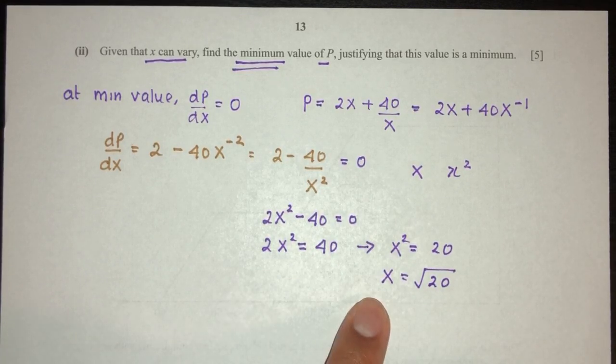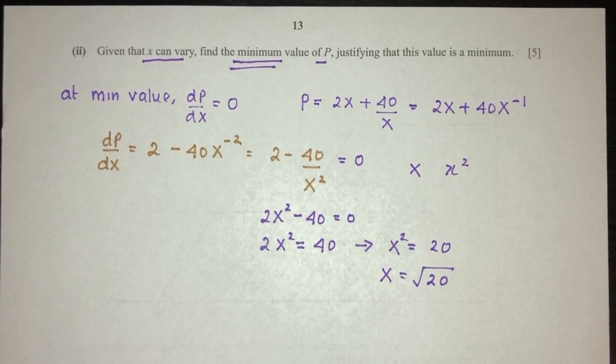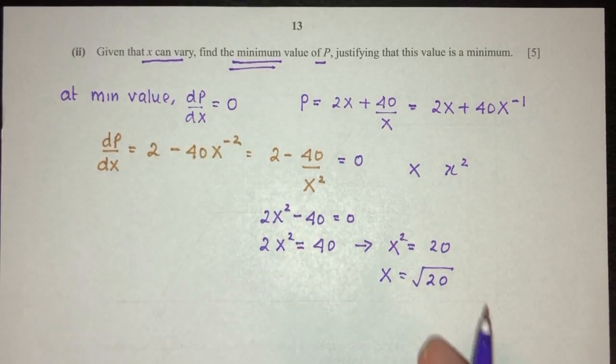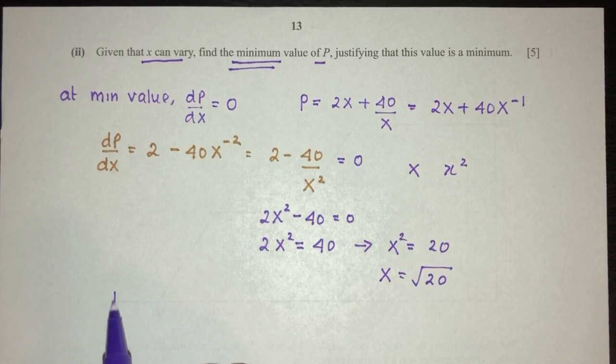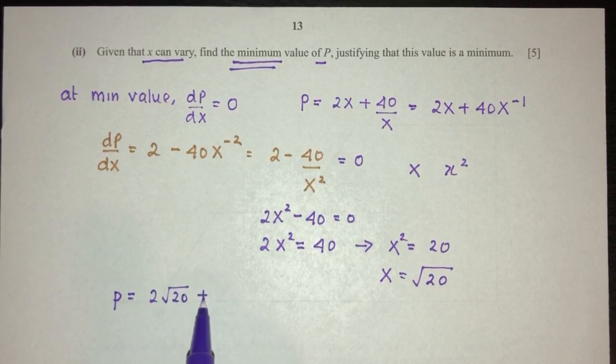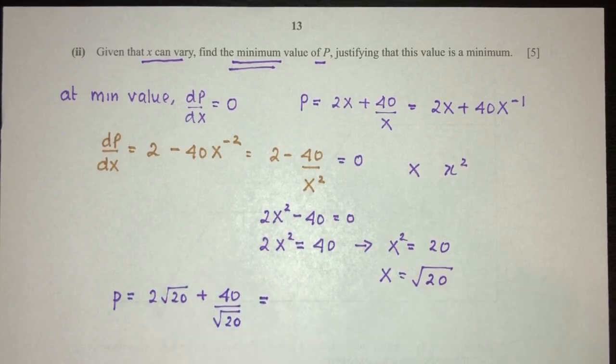And finally, x will be root of 20. x will be positive because it is the radius. It cannot be a negative value. Now for this value of x, let's find the minimum value of P. So replace back in your equation. P will be 2 times root of 20 plus 40 divided by root of 20. That should be what?